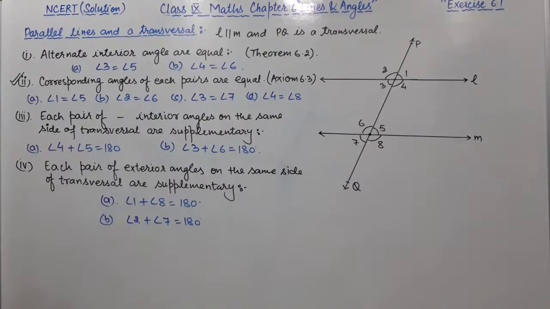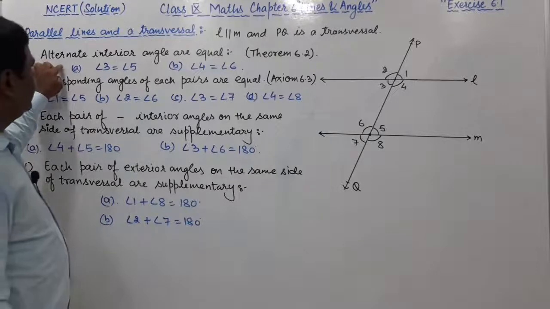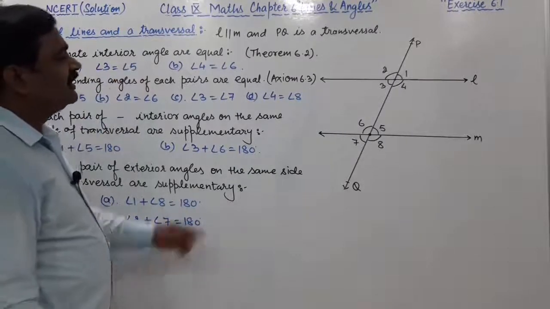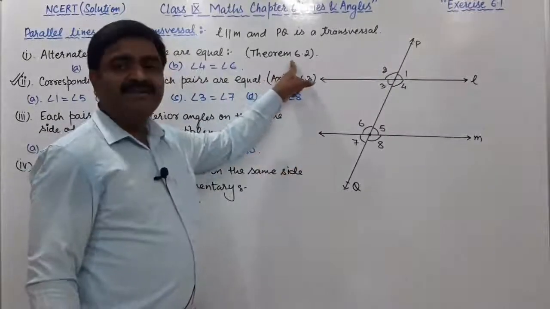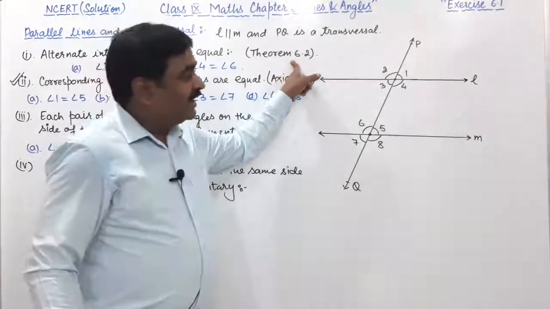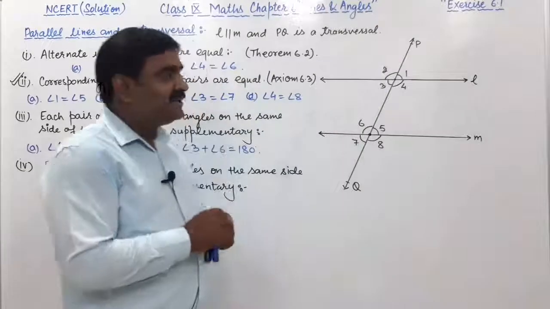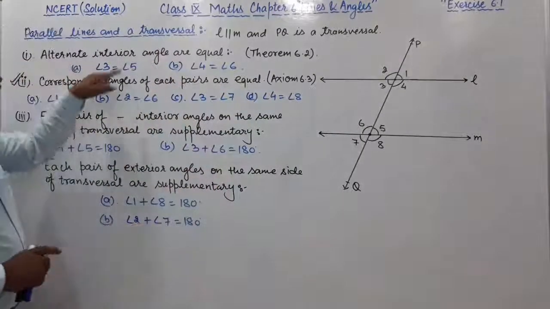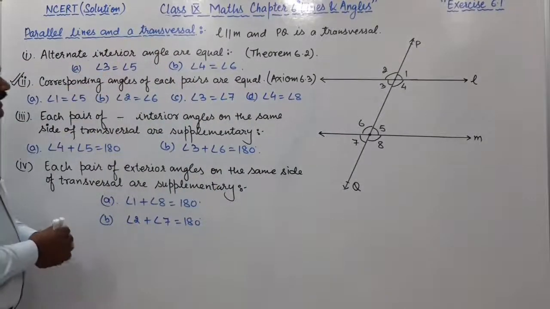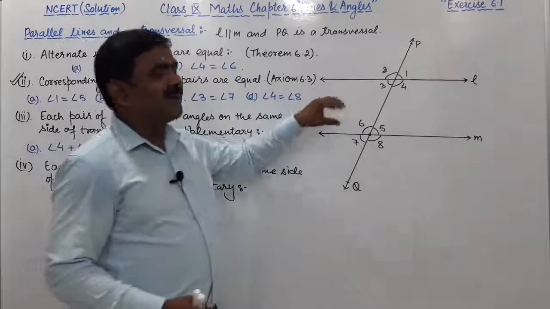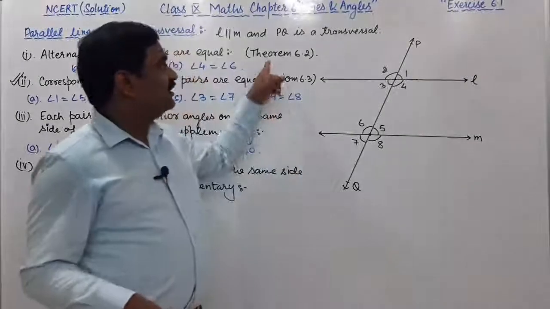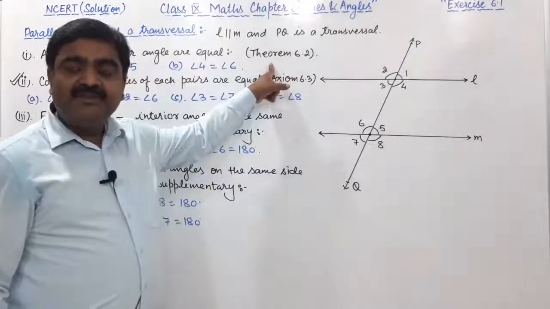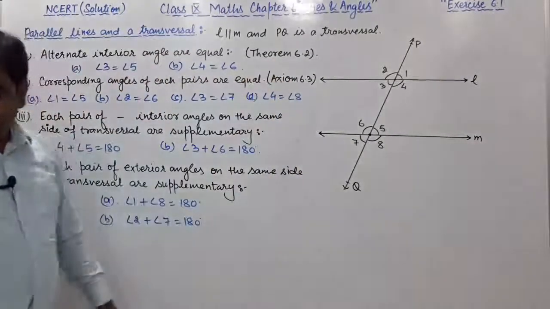Then in 6.3, if a transversal intersects two lines and a pair of alternate interior angles is equal, then the lines are parallel. Just the converse of this. Its converse is 6.3. What is given? If a transversal intersects two lines and each pair of alternate interior angles is equal, then the lines are parallel. Theorem 6.3, which is the converse of theorem 6.2. Understood?